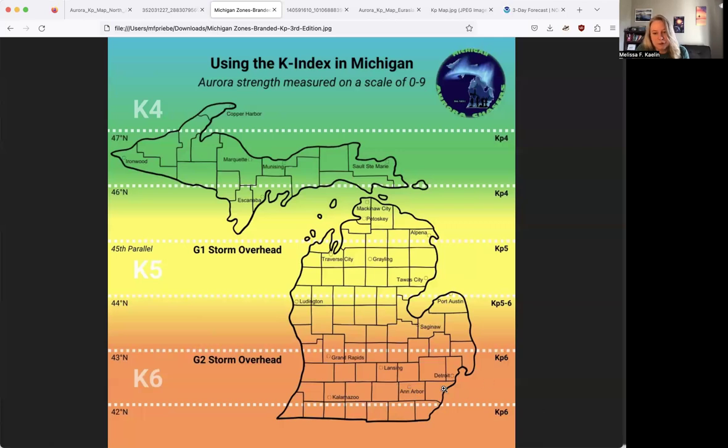So once the numbers get really strong, KP6, we can see aurora across the entire state of Michigan. And the farther north you are, the greater your view is going to be, because you could be seeing it overhead, all around you to the east, to the west, and to your south. That is how you read this map. It does not mean that aurora will be strongest in southern Michigan. This is a standing map that is always the same, and these colors correspond to some of the colors that you can see on the KP maps.